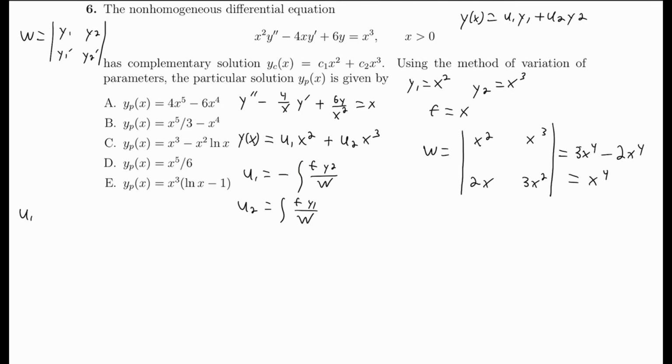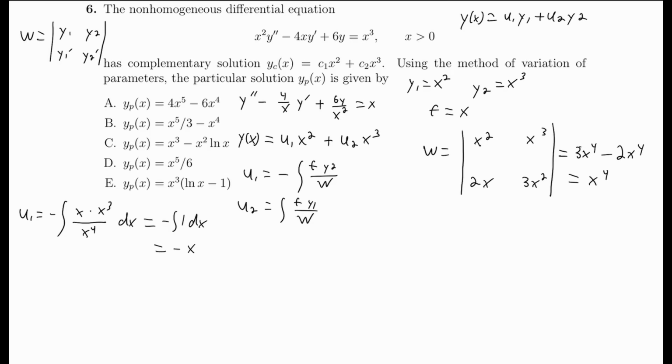So u1 is equal to negative integral f, we defined up here as x, and we defined y2 as x cubed. So x times x cubed over x to the fourth dx. You'll see that this is going to come out nicely as x to the fourth over x to the fourth. So negative integral of 1 dx, that's equal to negative x.